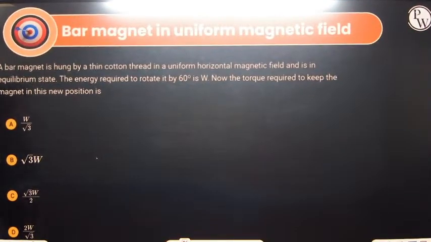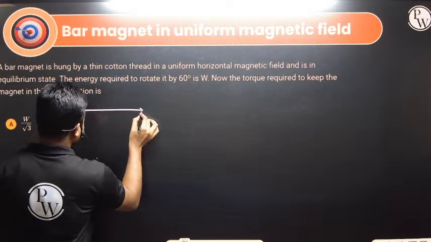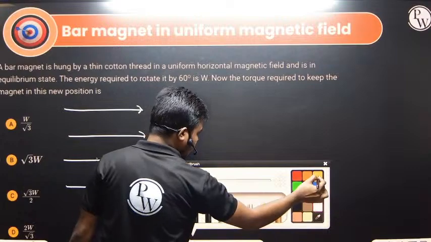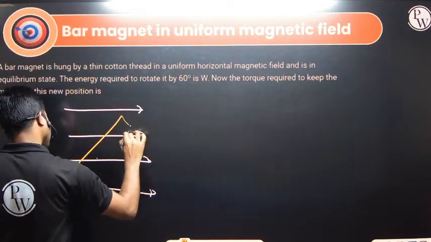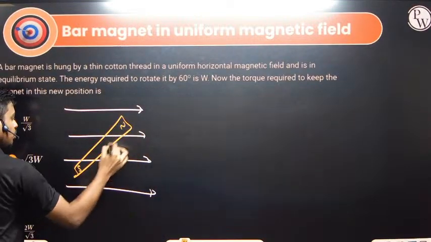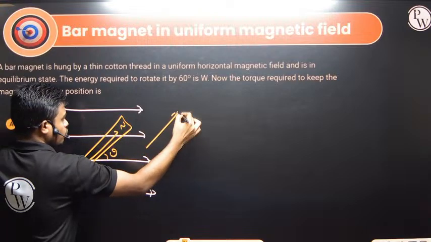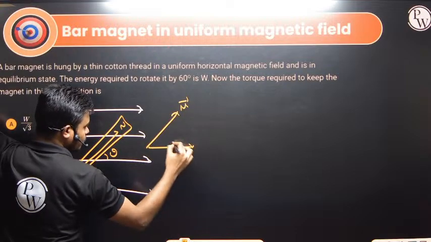So next is bar magnet in uniform magnetic field. So if a bar magnet is placed in a uniform magnetic field like this, okay. So when the bar magnet is placed in a uniform magnetic field like this, and let's say this is the south pole and this will be the north pole of the magnet. So this angle is theta. So the magnetic moment is south pole to north pole, and the magnetic field is this way.